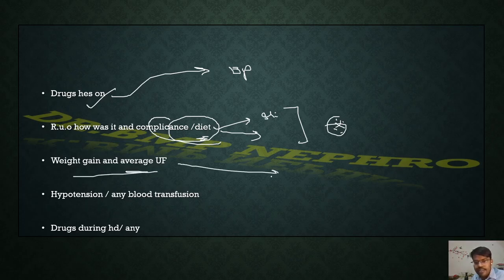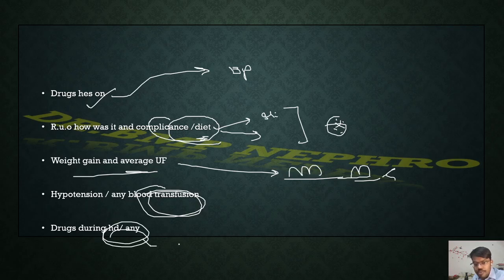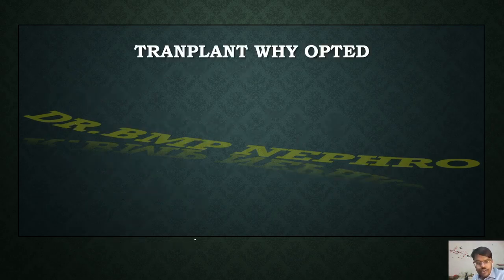Weight gain and the average. If the patient is on thrice weekly or twice weekly hemodialysis, the average weight gain and the residual urine output at that time have to be mentioned, and any intradialytic hypertension. Any blood transfusion the patient received, EPO, and the injections he used to receive, you can mention in short.